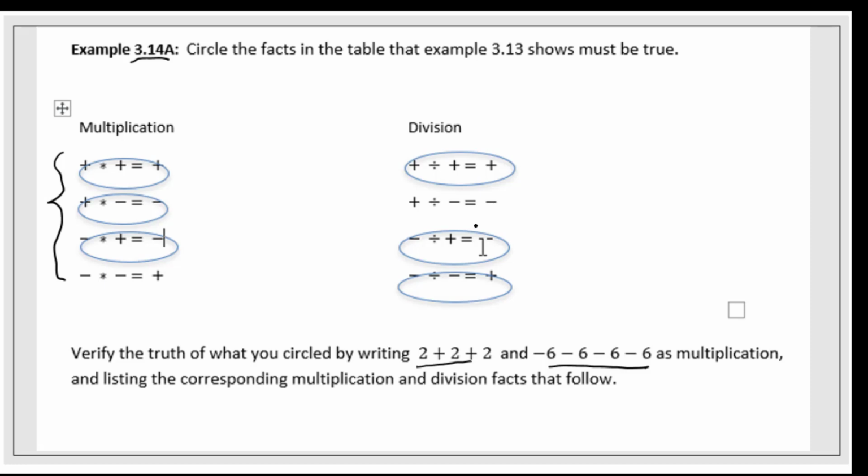So we're going to start with 2 plus 2 plus 2 as multiplication. We know that 2 plus 2 plus 2 is 6, and we can write this as multiplication as 3 times 2, which is also 6. So this will always be that a positive times a positive number is a positive number. And the fact families that go with this fact are 6 divided by 2 is 3, and 6 divided by 3 is 2, which also verifies that in division, a positive divided by a positive is a positive. Okay, so now let's look at our second example.